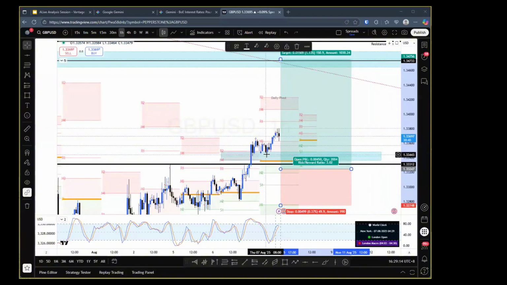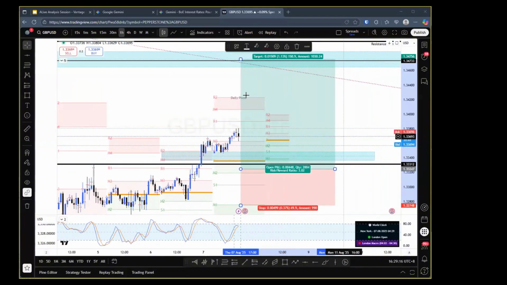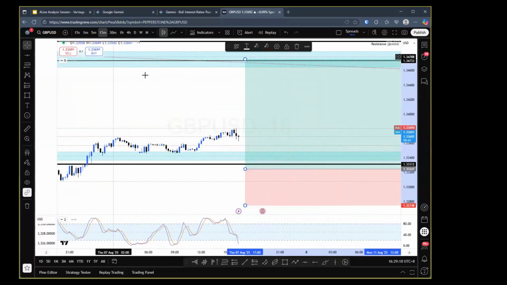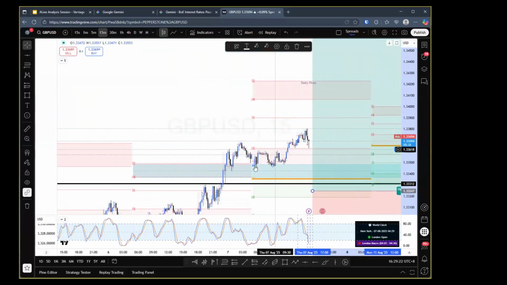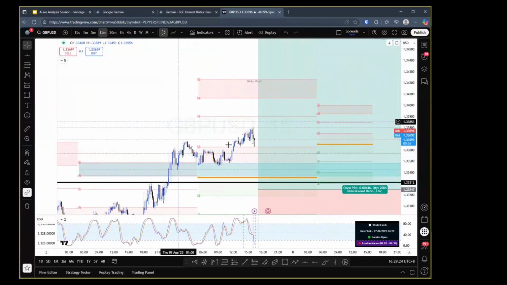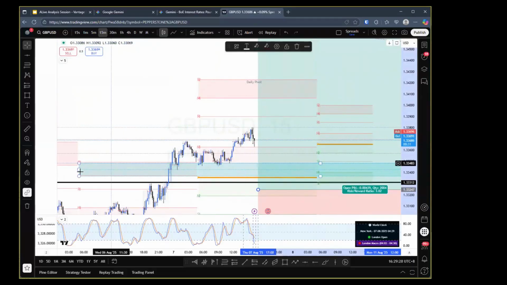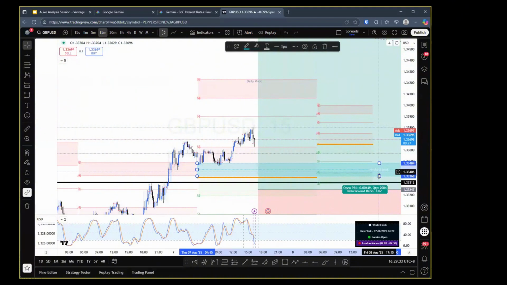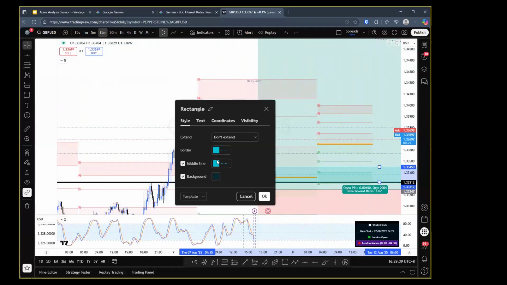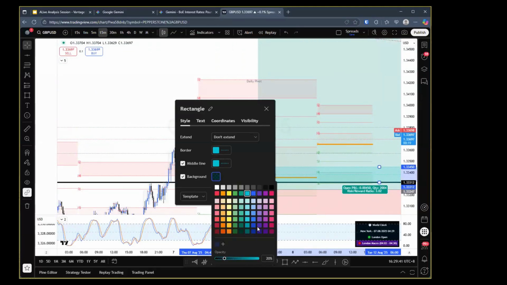This is where liquidity sits. This is the daily open. If you go down to the low time frame, you will see the daily open here. So it might make sense that this entire area here is already filled with sellers. This entire blue zone here is filled with sellers.